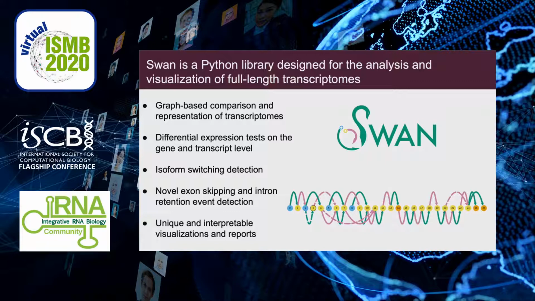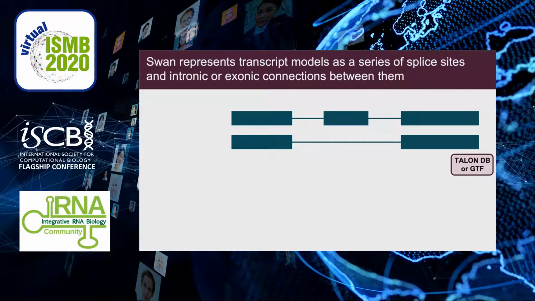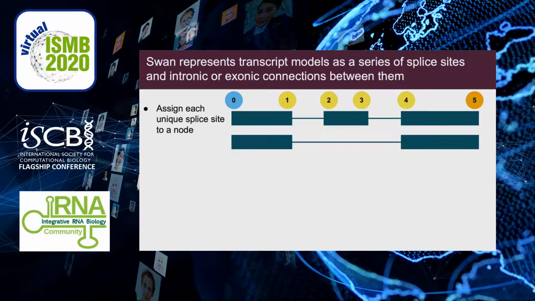For this presentation, I really want to focus on how Swan represents transcript models, so I'll walk you through a short example. Here are two transcript models that belong to the same gene. These transcript models can come from a GTF or from a TALON database as output from the pipeline I mentioned a few slides ago. First, Swan assigns a node to each unique splice site. Here, you can see that there is a circular node for each splice site present in these two transcripts. These nodes are then added to the Swan representation, which will be shown below.